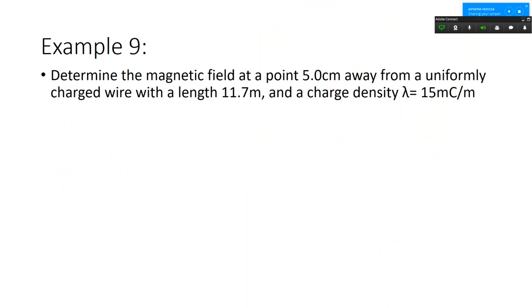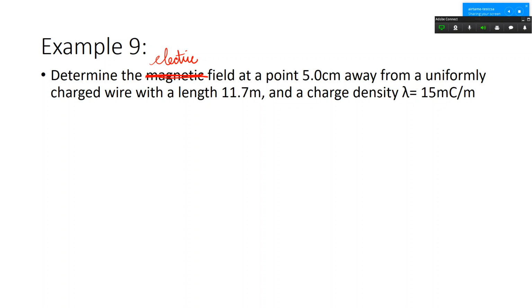Okay, let's do another example of Gauss's law. It says magnetic field here, actually, so that's wrong. It's an electric field. So determine the electric field at a point 5 centimeters away from a uniformly charged wire with a length of 11.7 meters and a charge density of that.